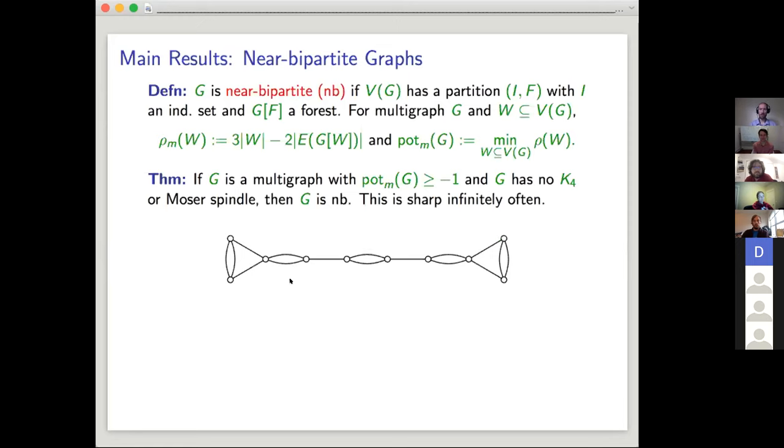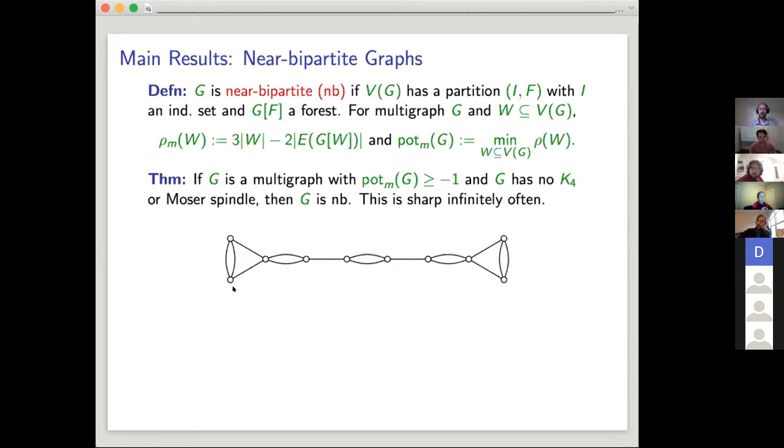So here is our class of graphs that show this is sharp. In order to show that this is sharp, I want to show you a couple things. First of all, I want to show you that these graphs are NB critical. And I also want to show you that these graphs have potential equal to -2. So -2 is just slightly worse than -1, right? What does it mean intuitively to have potential -2? It means that you're sort of close to being 3-regular, except you're allowed to have one more edge than if you were 3-regular.